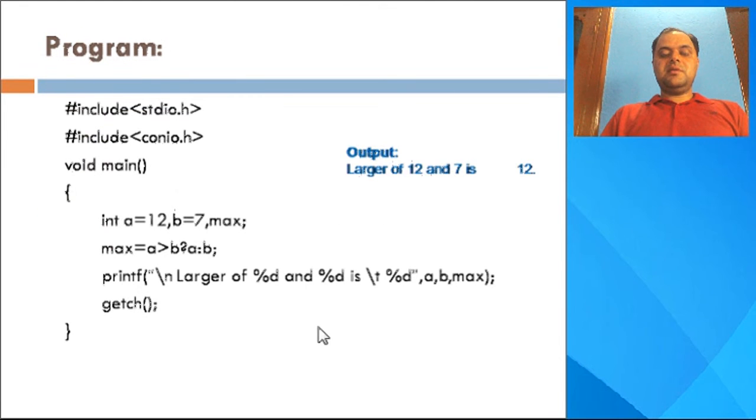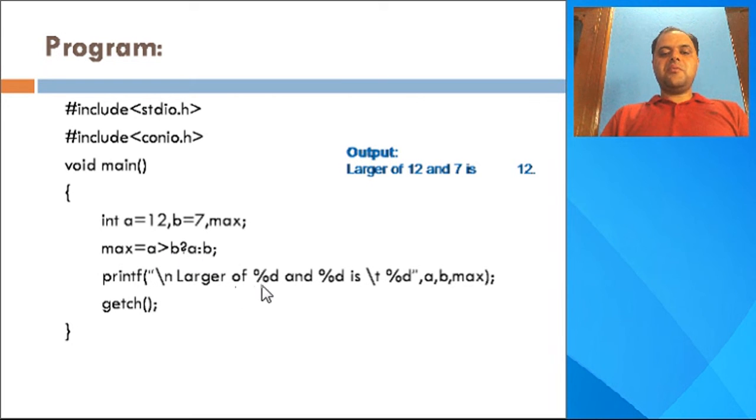We will take a program. Here is a program. I have included two header files, stdio.h and conio.h, as I have already discussed in my previous lectures. In void main, I have declared two integer variables and initialized a with 12 and b with 7, and another integer variable max. So max equal to a greater than b question mark a colon b. What does this mean? If a greater than b is true, then the value of a will be assigned to max, and if a greater than b is false, then the value of b will be assigned to max.